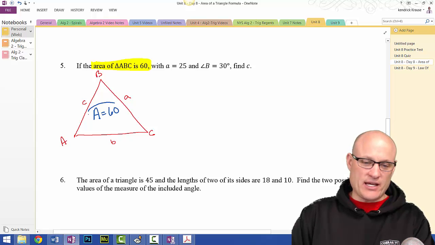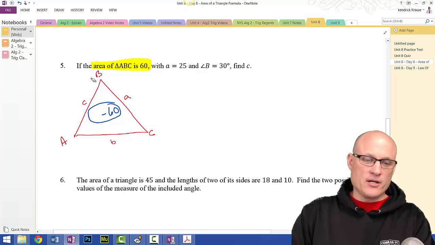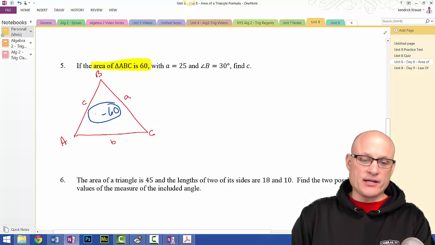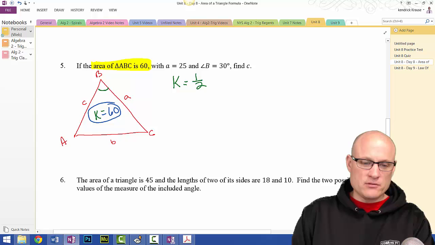Now, why am I writing A? I probably shouldn't be writing A, should I? Probably, if I'm going to use this formula, and I don't want to get confused with that vertex, I probably should be using, that's right, you guessed it, K. And K equals 60. So if I come over here and I use the formula, K equals, let's see, 1/2. Now let's see, we are given B. So I know at the end of this, it's going to be sine of B.